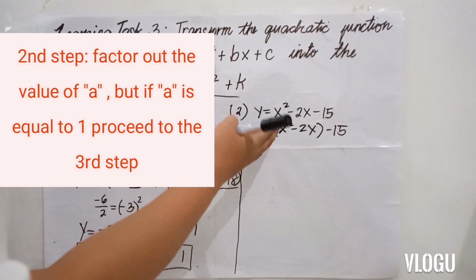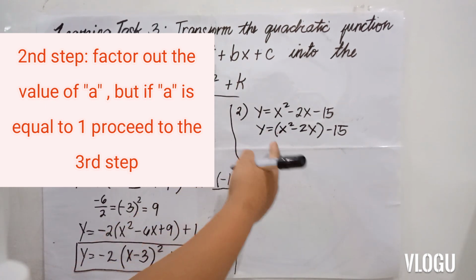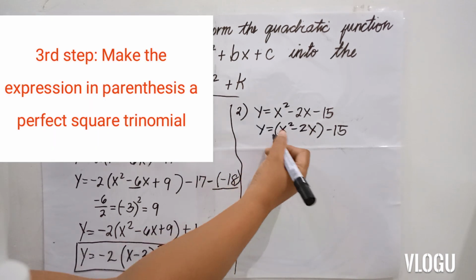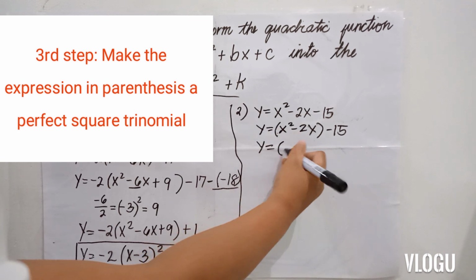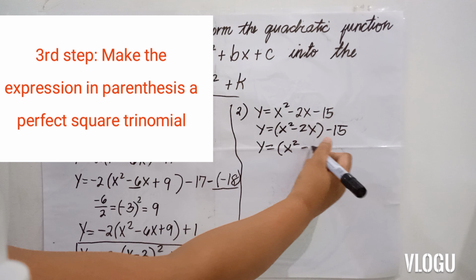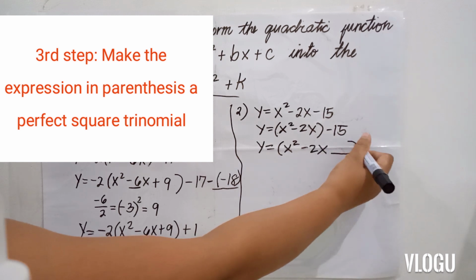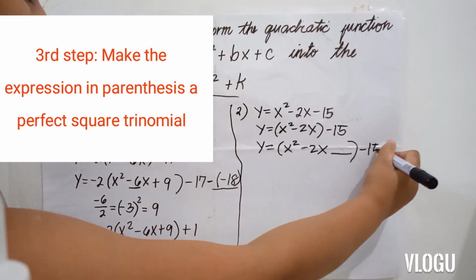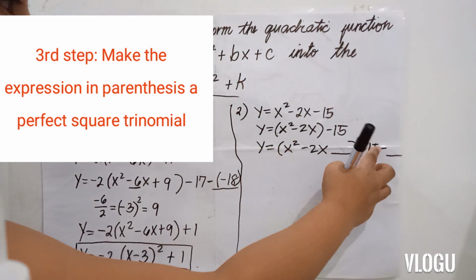So, hindi na natin siya pa-factor out. So, automatic meron naman yung 1 dito. So, we have to proceed to the next step, which is completing the square. So, i-complete po natin yung square. So, we have y is equal to x squared minus 2x. And then, we need to find the value to make this a perfect square. And then, negative 15 minus blank, or the number that we are looking for.